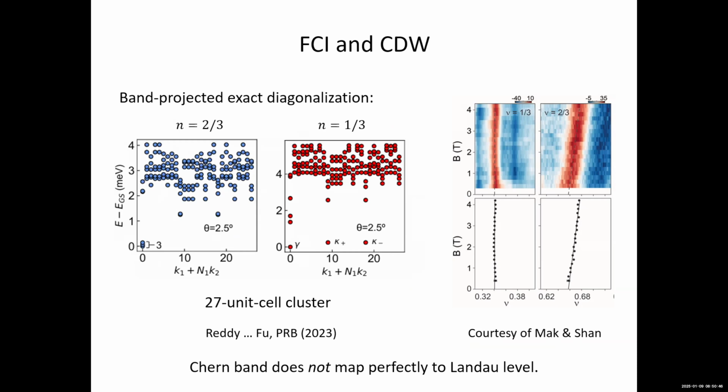So at filling factors 1/3 and 2/3, you see a big contrast in the compressibility. At 2/3, you see this line with a finite slope corresponding to a Chern number of 2/3. On the other hand, at 1/3 filling, you see this line is vertical, meaning that the Chern number is 0. And that's consistent with a CDW.